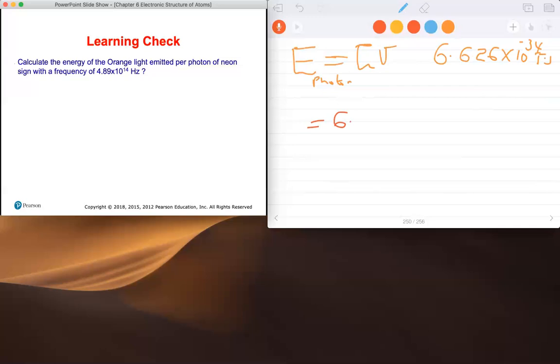So this is 6.626 times 10 raised to negative 34 joules times second, times the frequency, which is 4.89 times 10 raised to 14. This is the same as per second. If you are given a different unit here, if it is megahertz, gigahertz, or kilohertz, you got to change to hertz. All right.